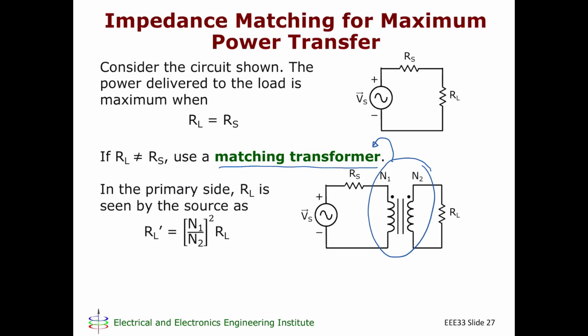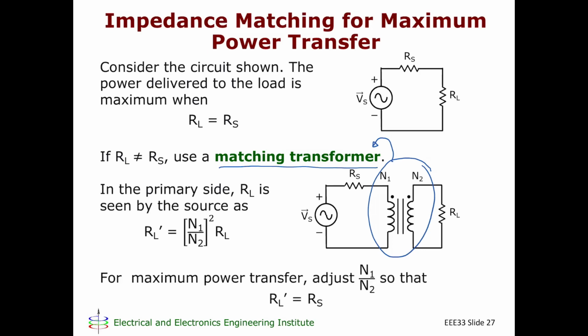In the primary side, R of L is seen by the source as R of L prime, which is equal to (N1 over N2) squared times R of L. So this is just the value of R of L referred to the primary side. If R of L prime is equal to R of S, then we have maximum power. So what we need to do is adjust N1 over N2 so that R of L prime will be equal to R of S.